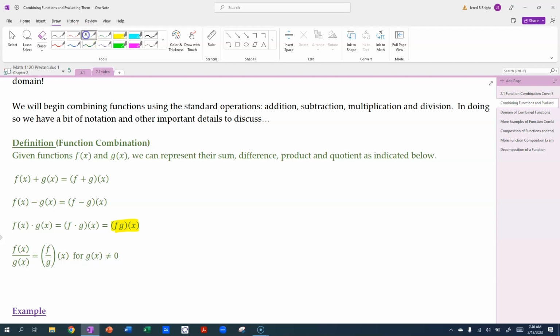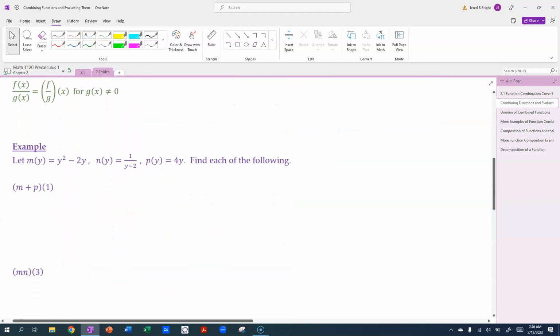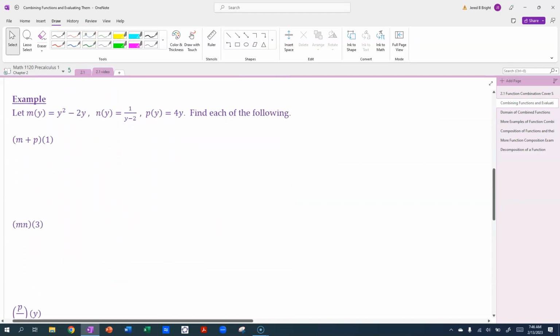All right, so just to get some practice with this, we have some functions here, and we want to find each of these quantities. So (m plus p) of 1, then (mn) of 3, and then there's another one, (p over m) of y. So we're going to do this step by step. So (m plus p) of 1, this just means m of 1, right? And then plus p evaluated at 1. Okay, not a big deal.